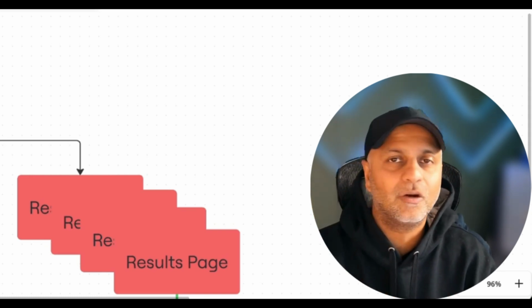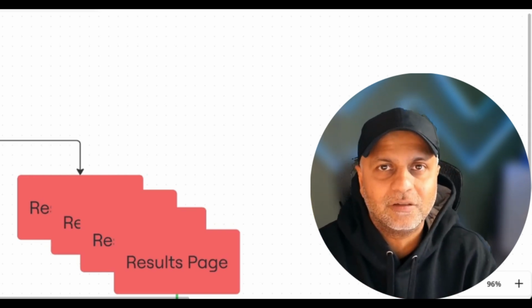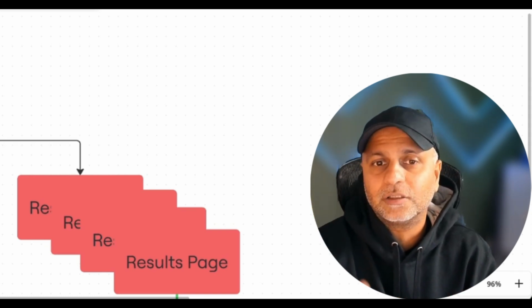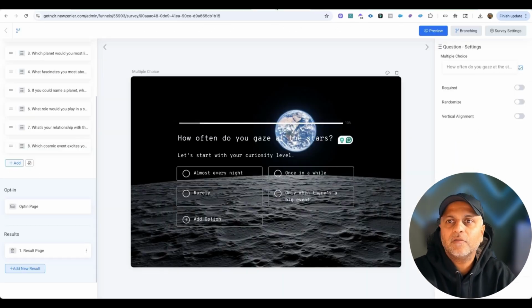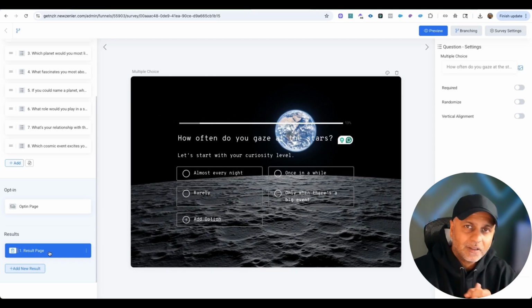Because they've already taken all these micro commitments. Now they want to see the result. So before you show them the results, it's logical to collect their email. So that's what you do in the opt-in page. And then from here, you will take them to the results page. Now you can see that I only have one result page here. What we're going to do now is we're going to add multiple result pages, and then we're going to get into branching.